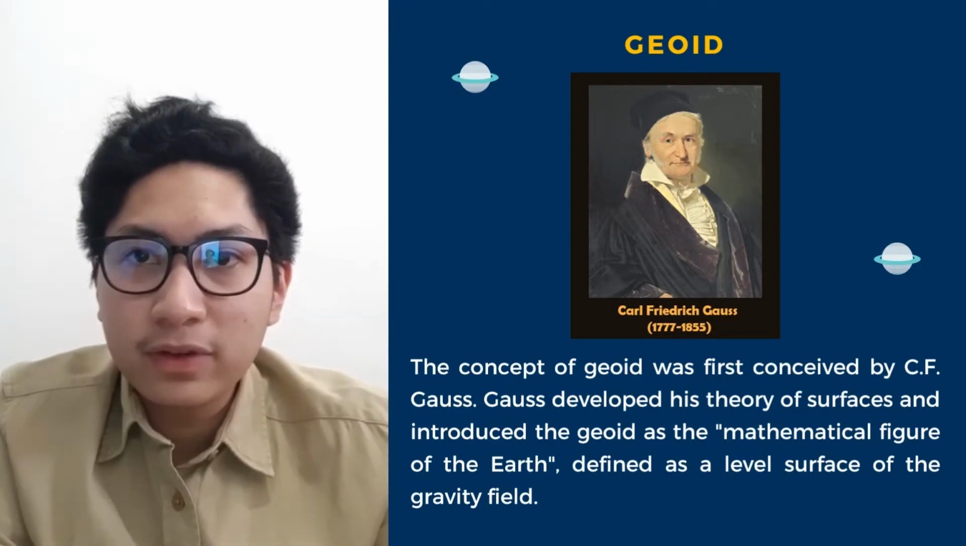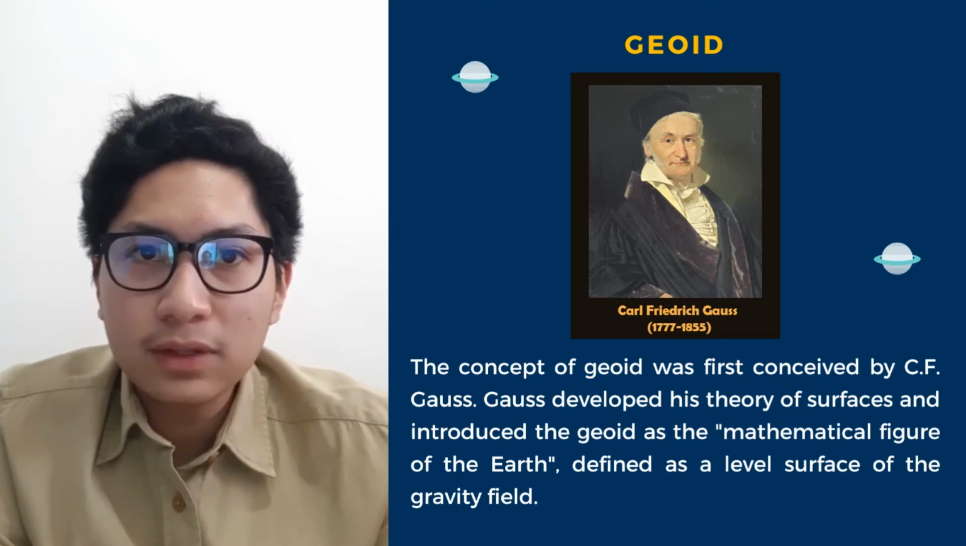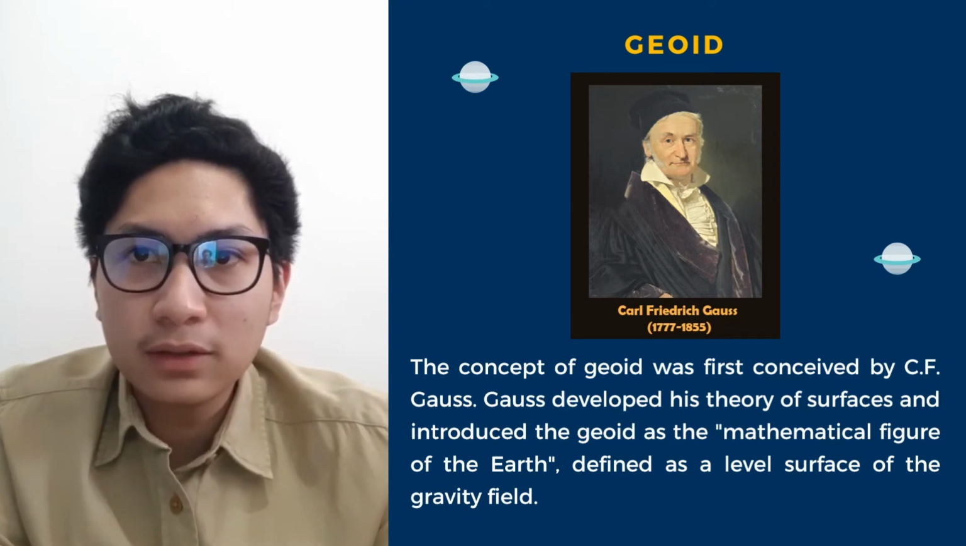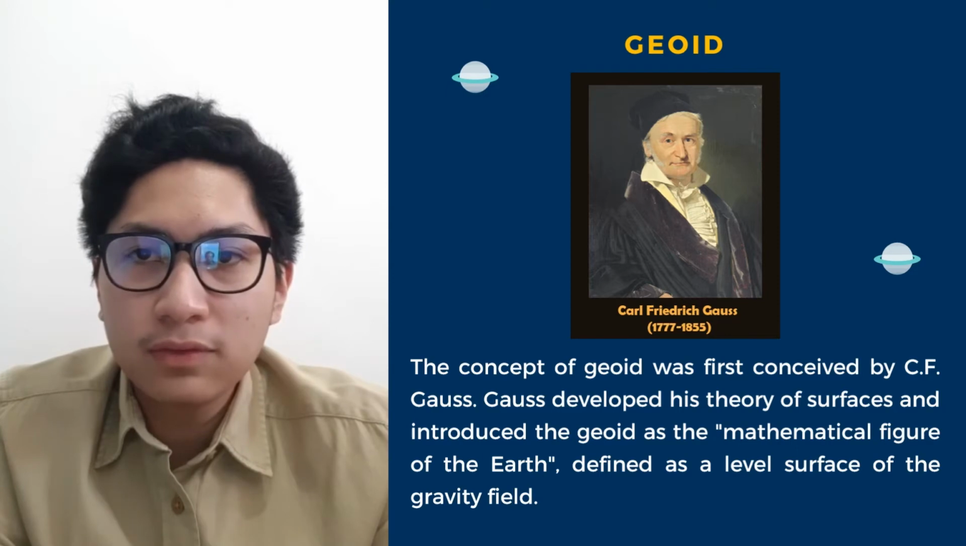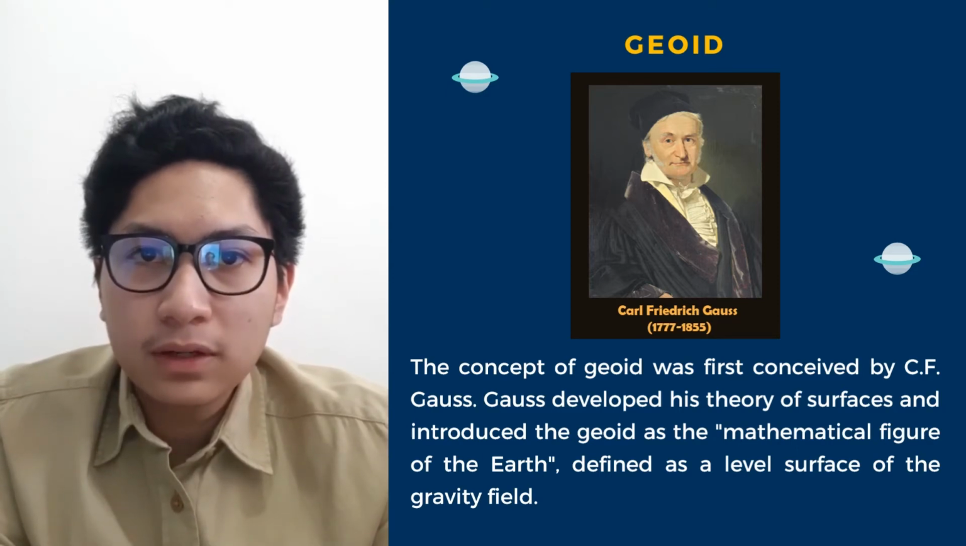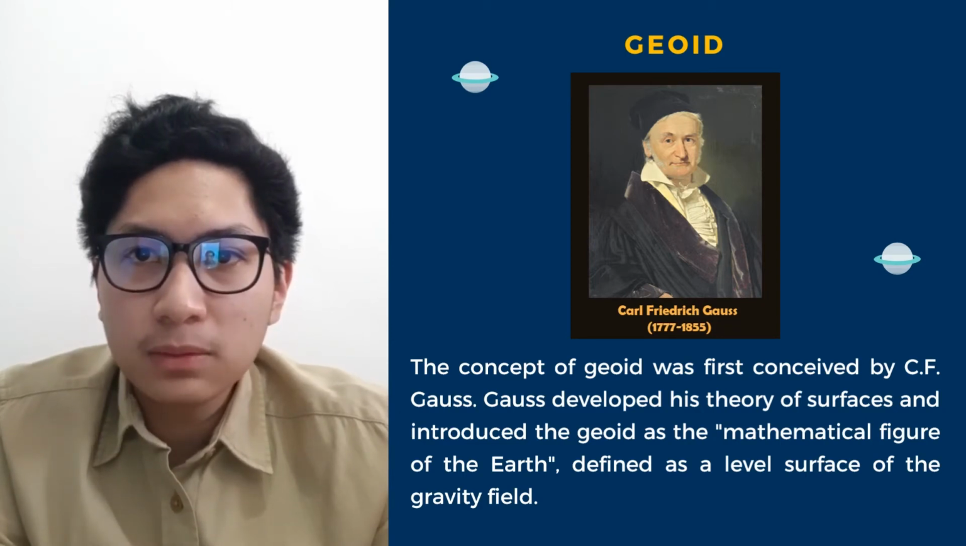The concept of the geoid was first conceived by Carl Friedrich Gauss. Gauss developed his theory of surfaces and introduced the geoid as the mathematical figure of the Earth, defined as a level surface of the gravity field. The geoid is the equipotential surface of Earth's gravity which coincides with sea level. However, sea level is unstable and is heavily influenced by wind, weather, and other factors. Therefore, mean sea level is used as an approximation of the geoid.